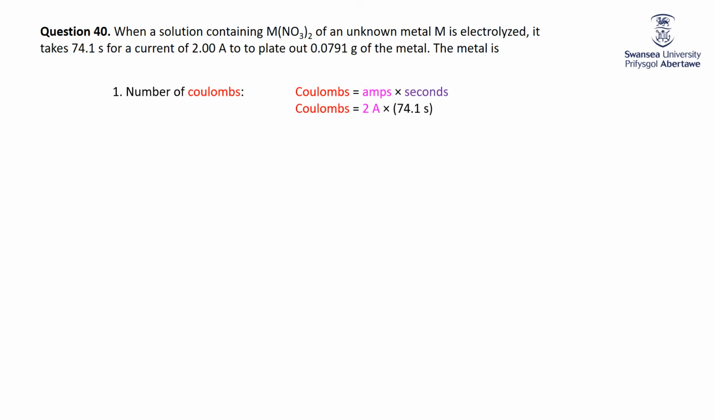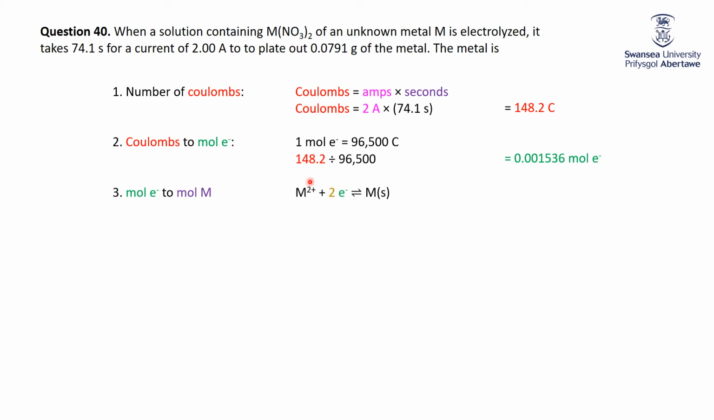So let's see how far we can get with that. Number of coulombs, amps times seconds, pop that in. So we got 148.2 coulombs. We can convert that to moles of electrons. And so we have 0.001536 moles of electrons, knowing of course that each mole has 96,500 coulombs. We know that the equation that we're doing is M2+, we know it's 2+ because it's got 2 nitrates, requires 2 electrons to get to M. So therefore the moles of M that we're making here is the moles of electrons, 0.001536, divided by the 2 that it needs, 2 moles of electrons for every mole of M. So we got moles of M, 0.000768.